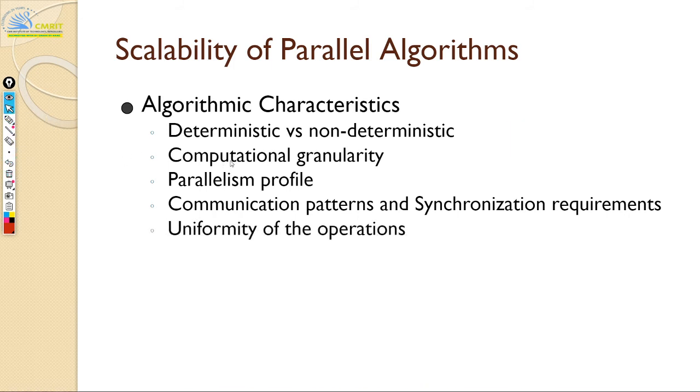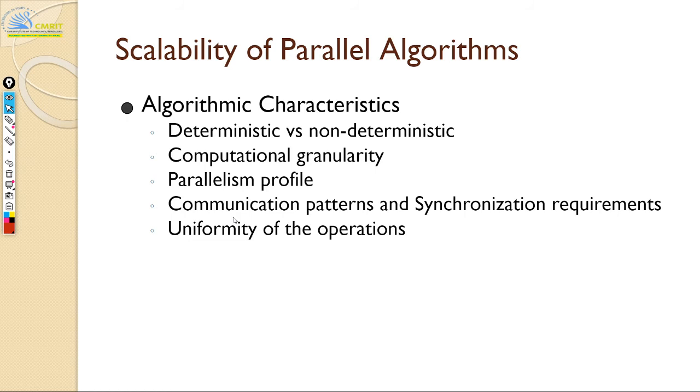Then uniformity of operations. One example I can give for uniformity is memory access. From processing element one, I am accessing one part of memory. It may take some time, but if I access some other part of memory, it will take some other time, right? Because it could be a local memory or a global shared memory. So depending on that, your memory access time may not be uniform. Or it could be uniform if it's a shared memory model, correct?